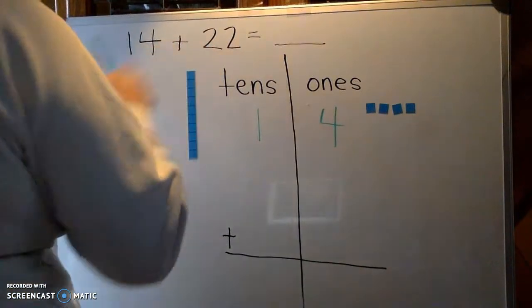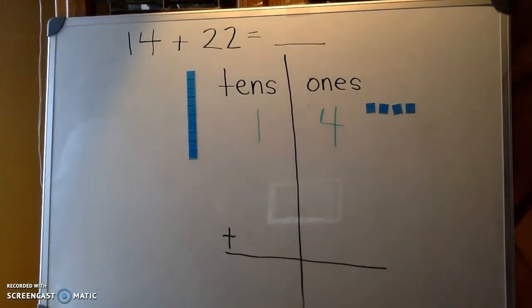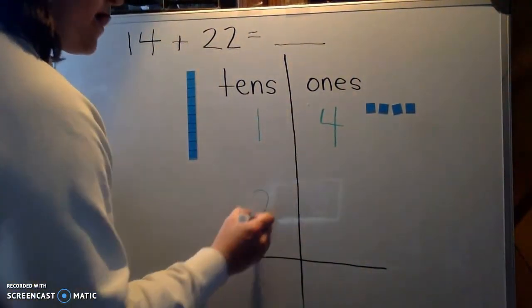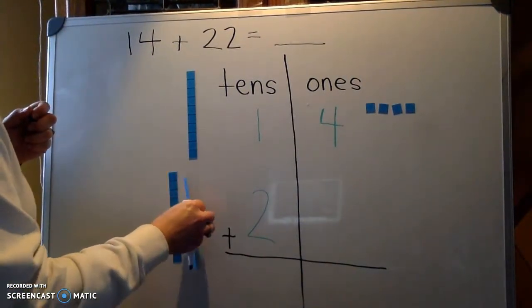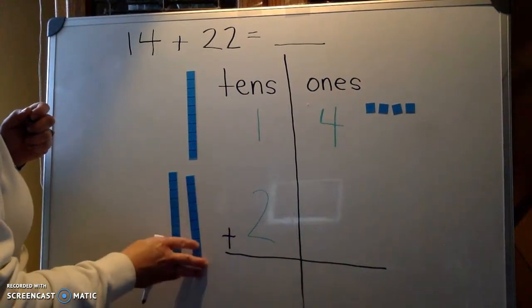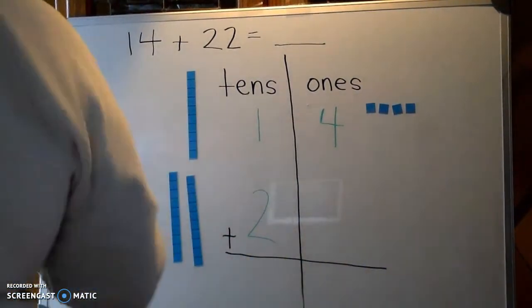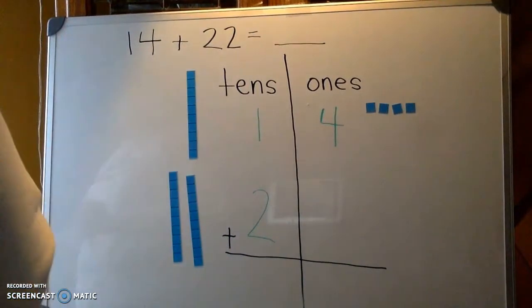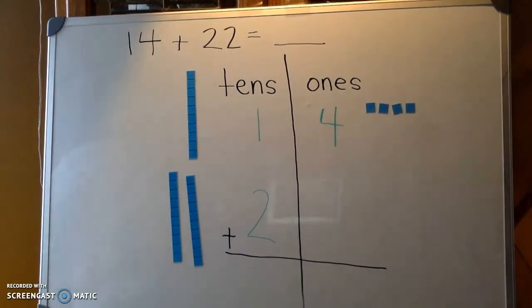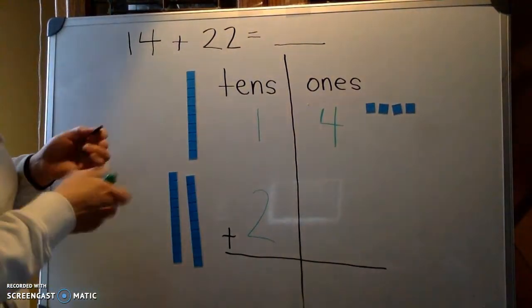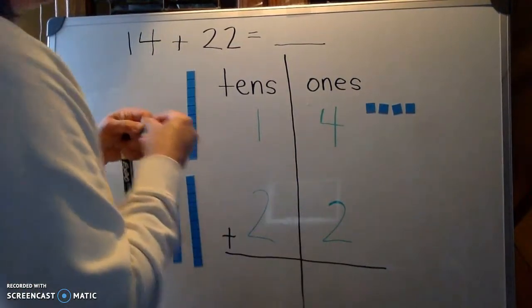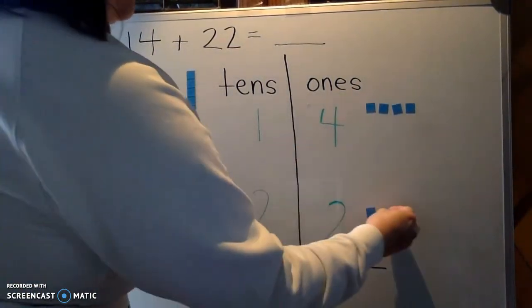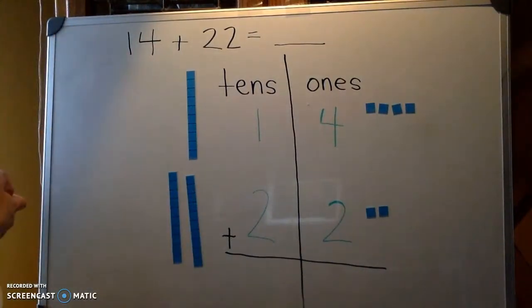So 22 has 2 tens, 1, 2, we count them 10, 20. So the value of the 2 tens is actually 20, and the value of 1 10 is 10. When we're dealing with tens, we count by tens. 22 has 2 ones, so I'm going to build it like that.